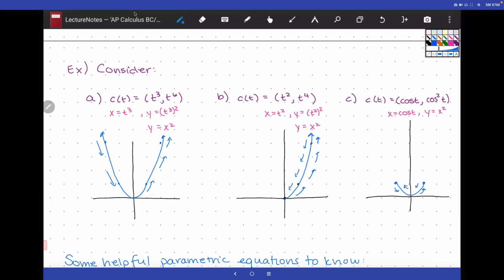And then for part C, as t changes, if we just think of the graph of cosine t, cosine just bounces back and forth between -1 and 1. So the x-coordinate is just going to keep going back and forth between -1 and 1. And so we just keep bouncing back and forth.